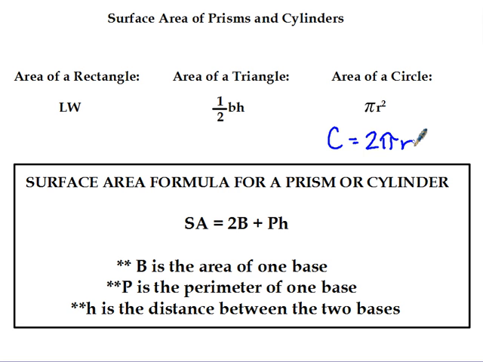So the surface area formula is right here. And you won't have to have this memorized. There's a formula sheet in the crate for you to use on all the worksheets and on your test.